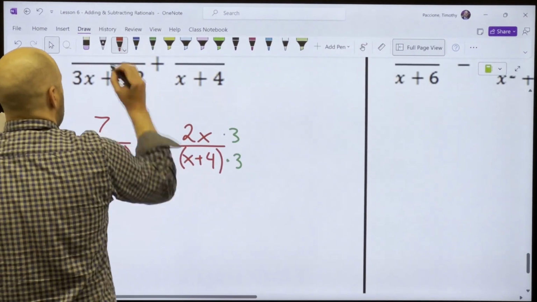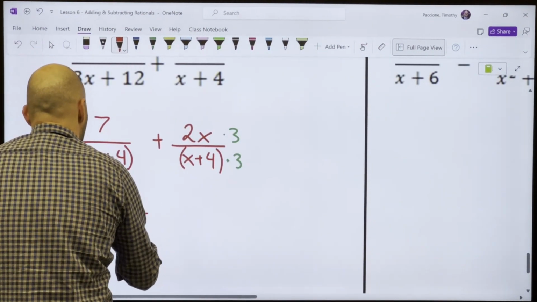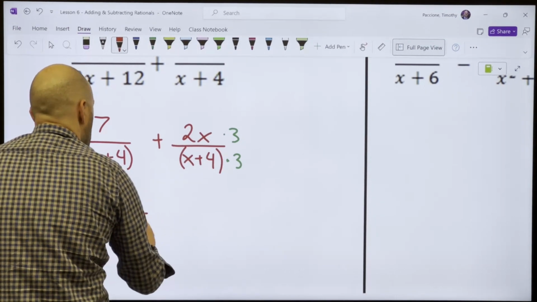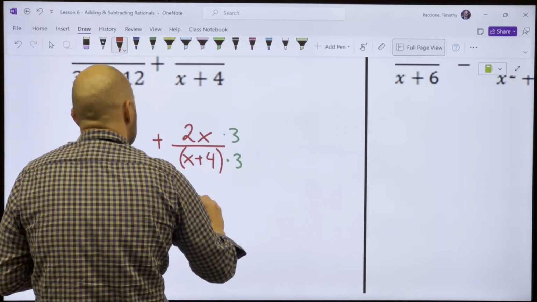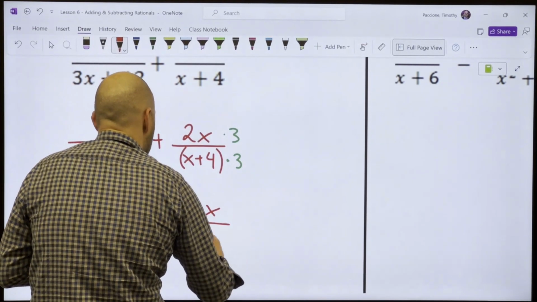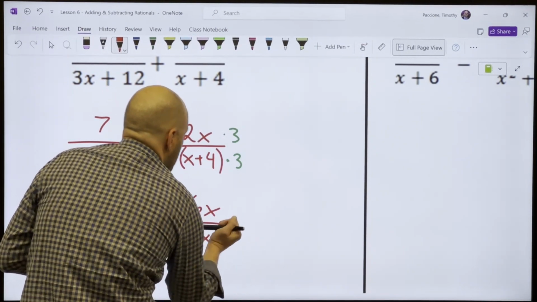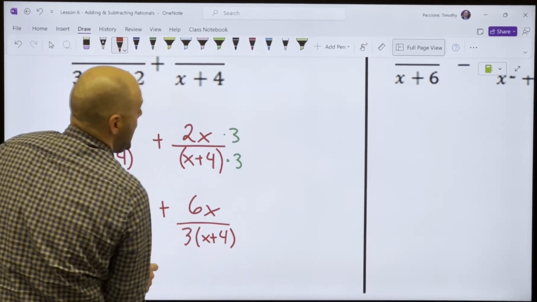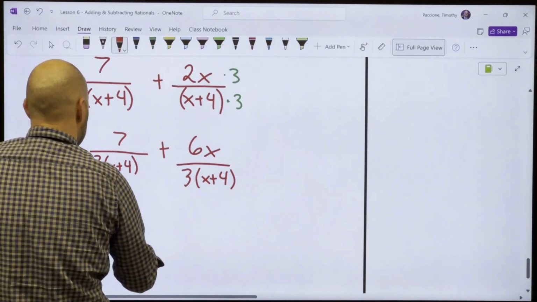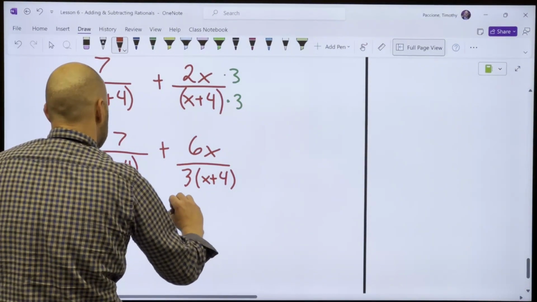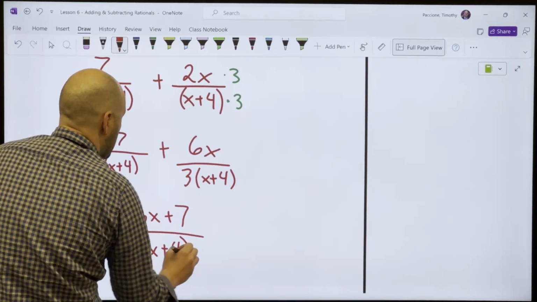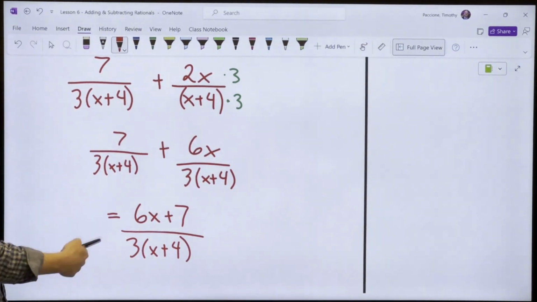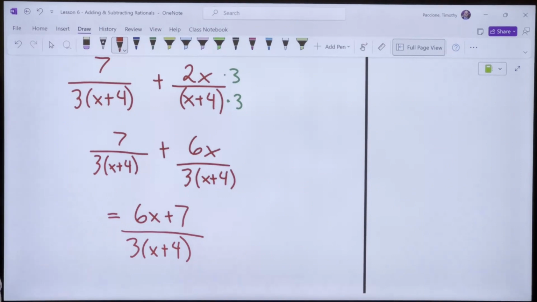So I end up with 7 over 3 times x plus 4 plus, what's on the top now? 6x over 3 times x plus 4. And now I'm back to the problems on the front. I have common denominators. I just bring it together. I have 6x plus 7 over 3 times x plus 4. Now, I always check, can I factor and simplify? But 6x and 7, not much to work with there. All right, one more problem.